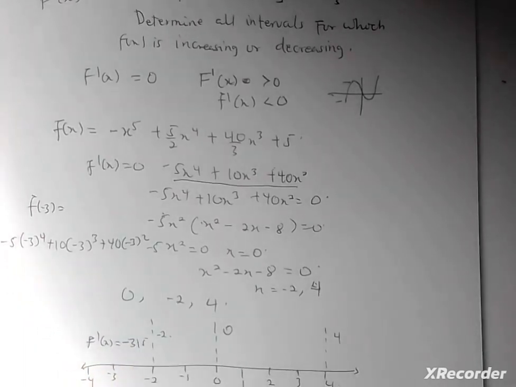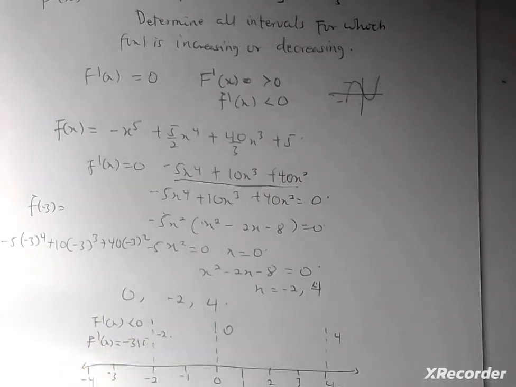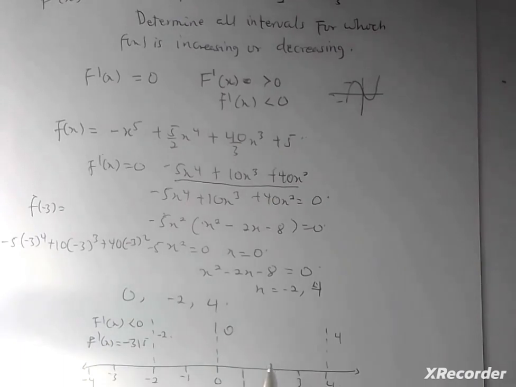What does it mean? Meaning that place is decreasing. We had a negative value, decreasing. So my f prime of x is less than 0. Let me come to the right side of negative 2. I'll choose any number, say negative 1 here. I'll put negative 1 into the function, so wherever I had negative 3, I'll make it negative 1.